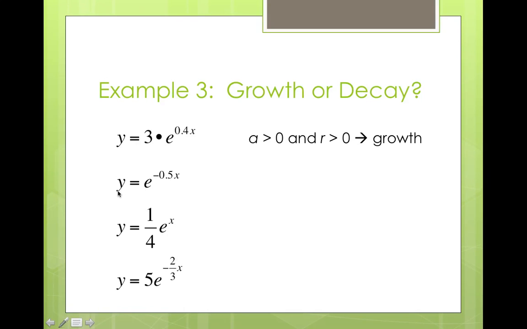How about the next one? y equals e to the negative 0.5x. Now we have an r value that is negative, and so that negative r tells us that we have a decay equation.